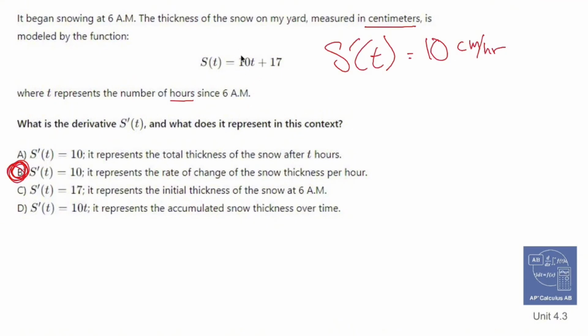So that's basically what you're getting at: the rate of change of the snow thickness per hour. That's a lot of snow. Of course, not realistic here, but that's what it gets. And this makes sense too, because if you look at this, it reminds me of slope-intercept form. 10 would be your slope, and your slope is a rate of change. So it works out both ways.